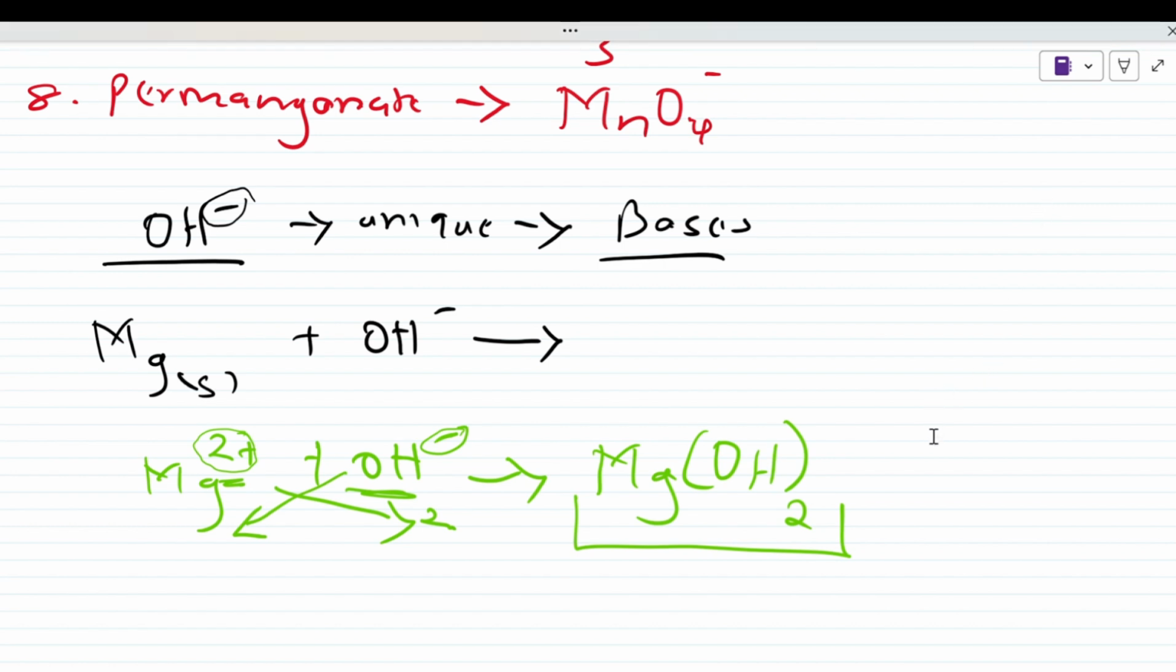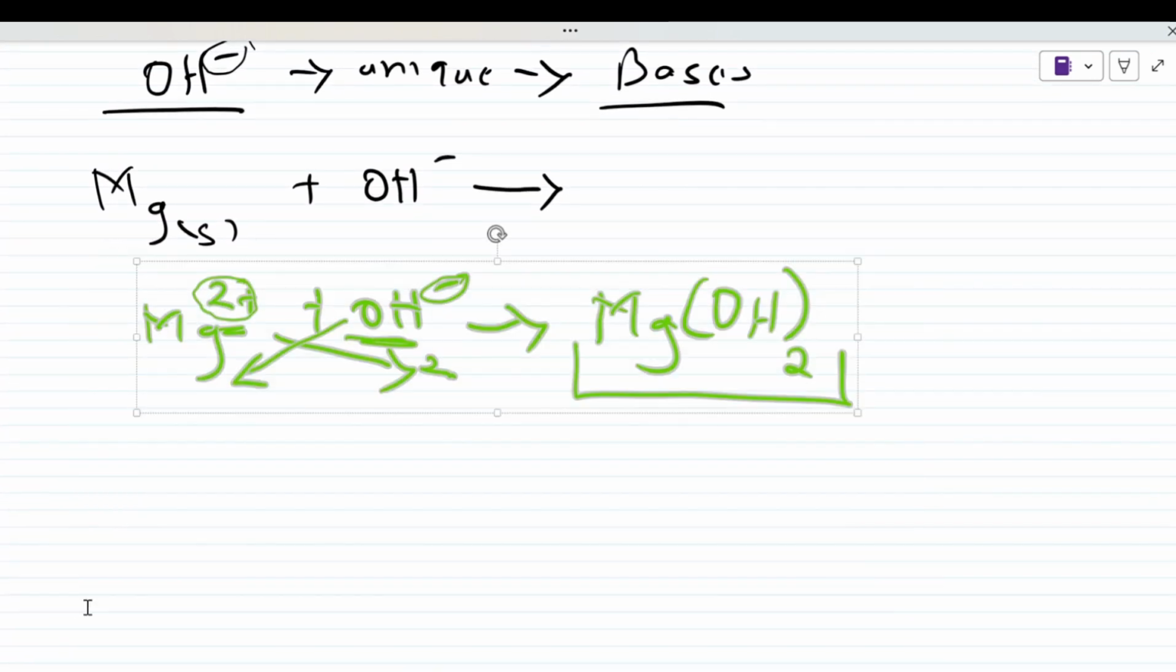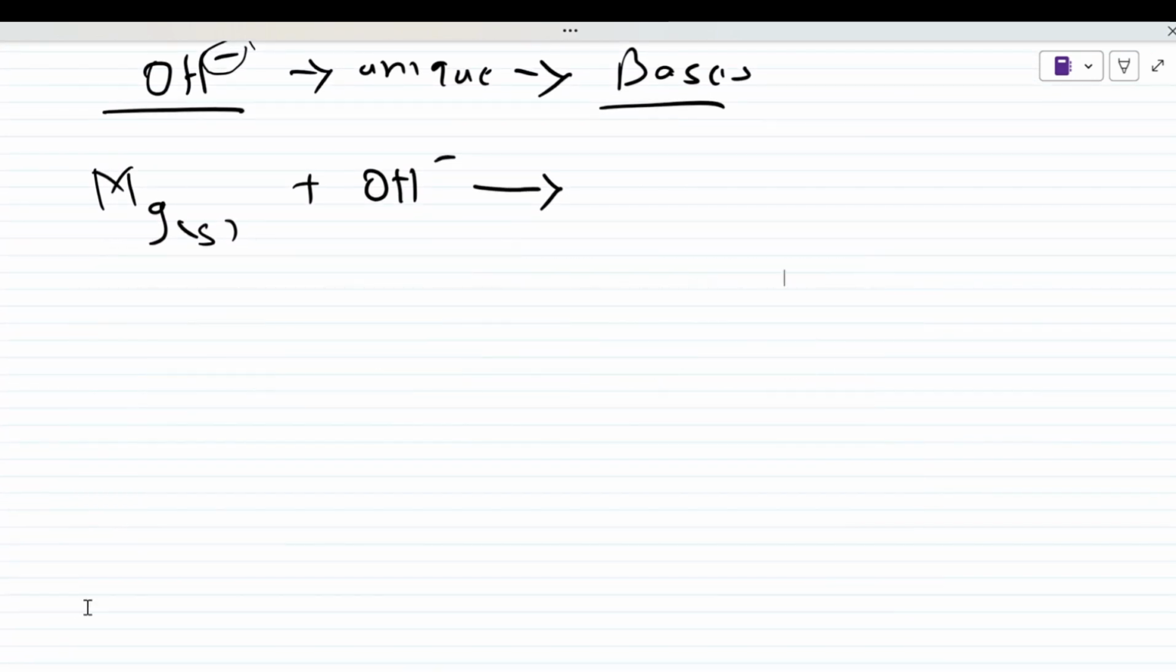And I'm going to erase that 2 so that I can begin with a nice space which I can work. So I'm going to erase this because I don't need it now. And now I'm going to have my product, which is Mg(OH)2 aqueous, and this is still aqueous.